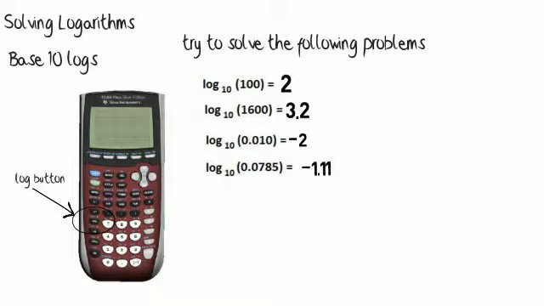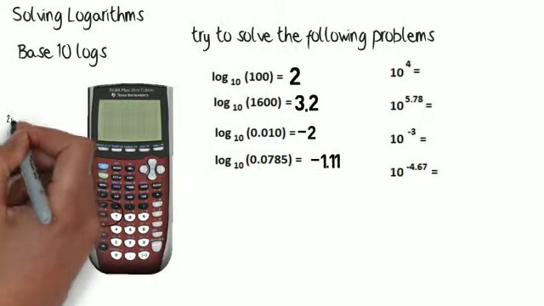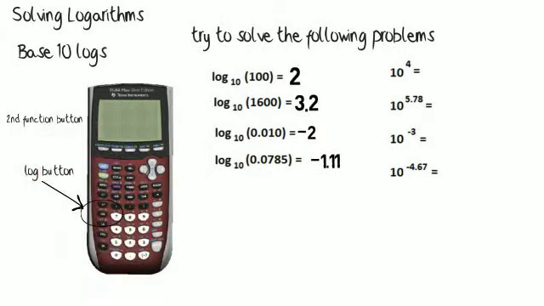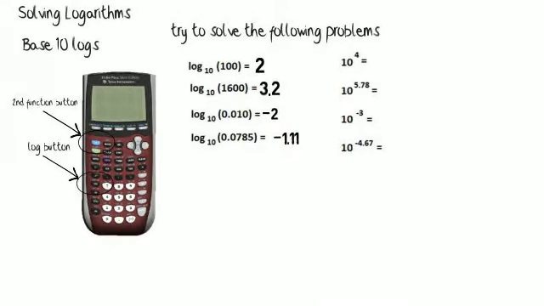What about the other way around? Let's suppose we're given base 10 to a certain power, and we want to figure out what that number is. Well, in that case, what you're going to do is use the second function button and then hit the log button. And that will flip the function around so that it becomes 10 to the x power. Okay, so for 10 to the fourth, you'll hit second function, and then you'll hit the log button, and then you'll hit 4, and if you type that in, you'll get 10,000.